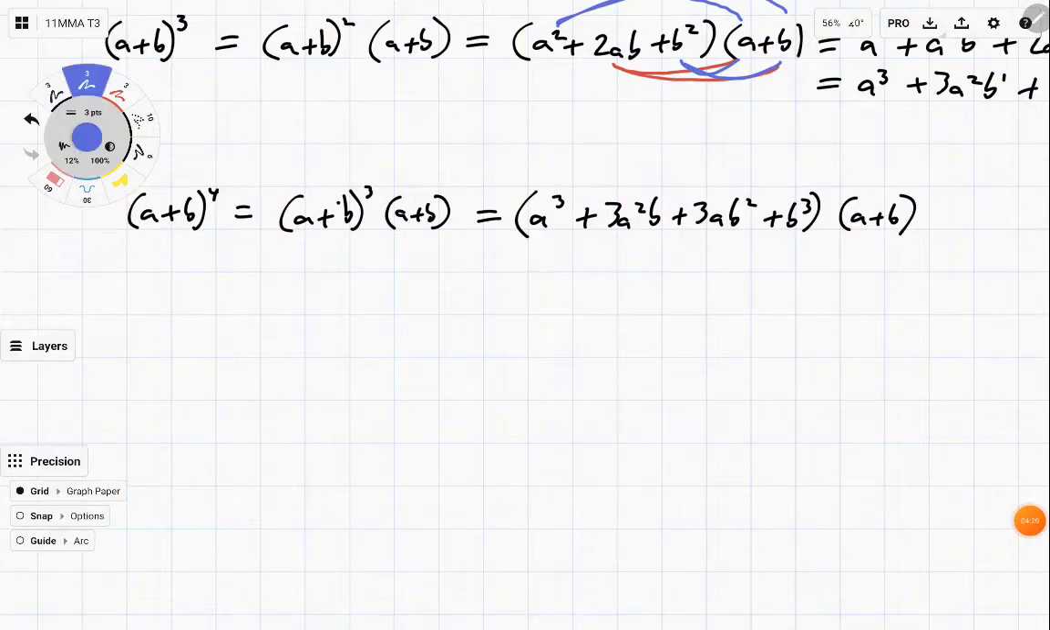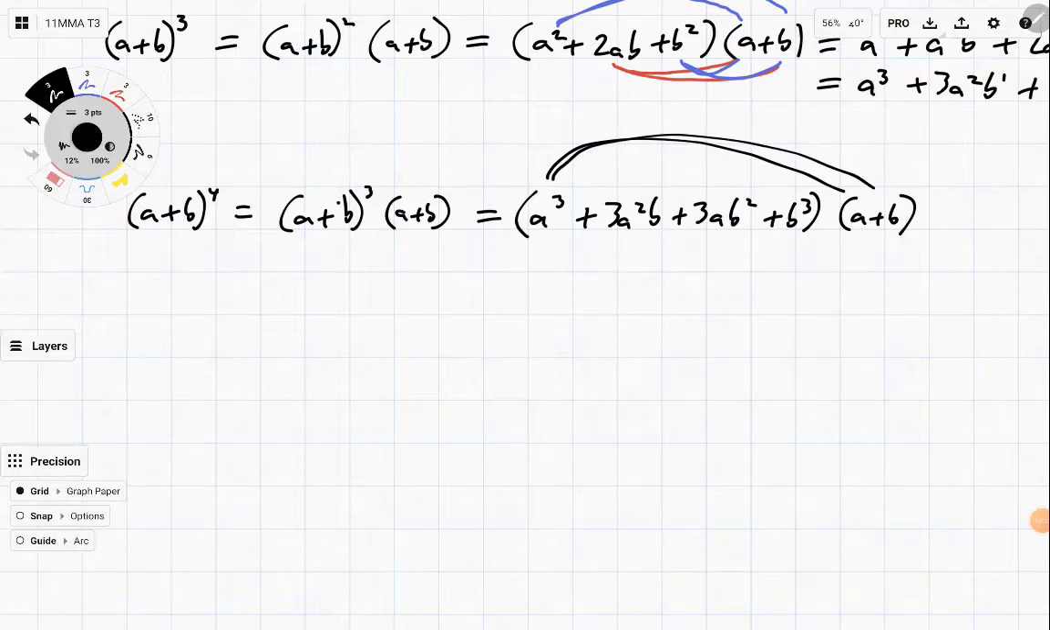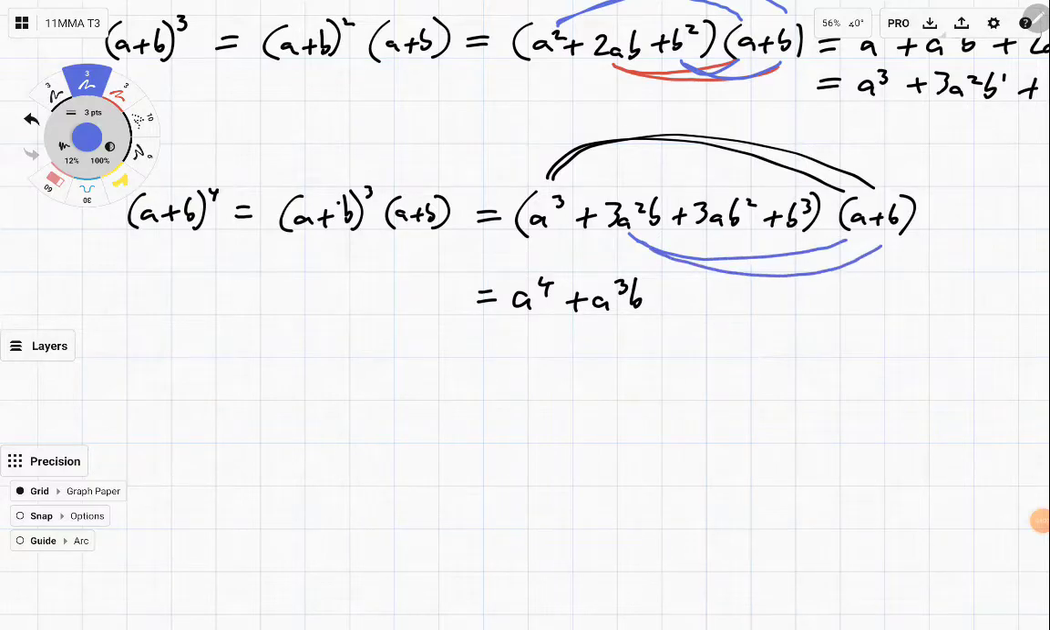Alrighty, so a to the 3 times a, a to the 3 times b. We get a to the 4 plus a to the 3 b. Next one, 3a squared b times a, 3a squared b times b. 3a to the 3 b plus 3a squared b squared.